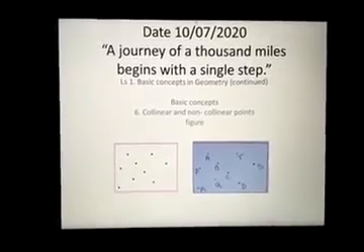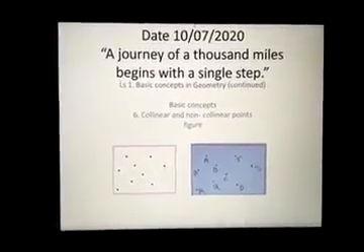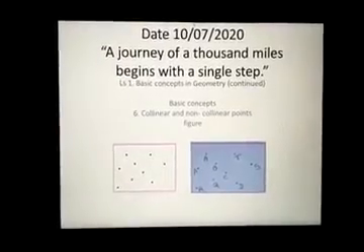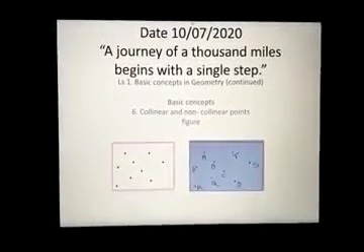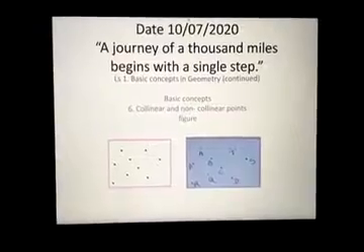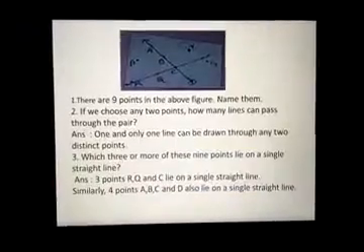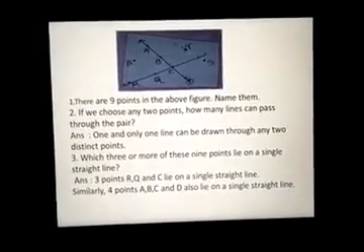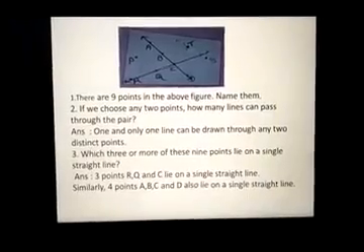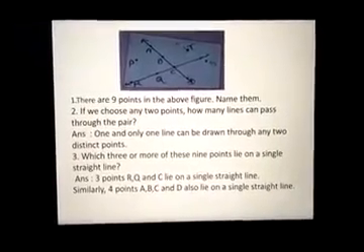If you choose any 2 points, how many lines can pass through the pair? For this, you have to actually join the points and you have to write down the answer. And your answer is one and only one line can be drawn through any 2 distinct points.